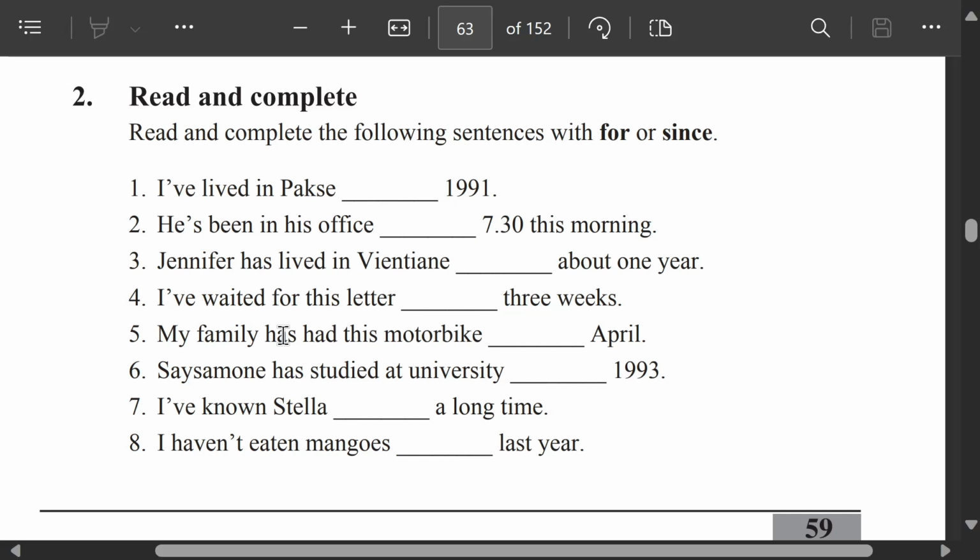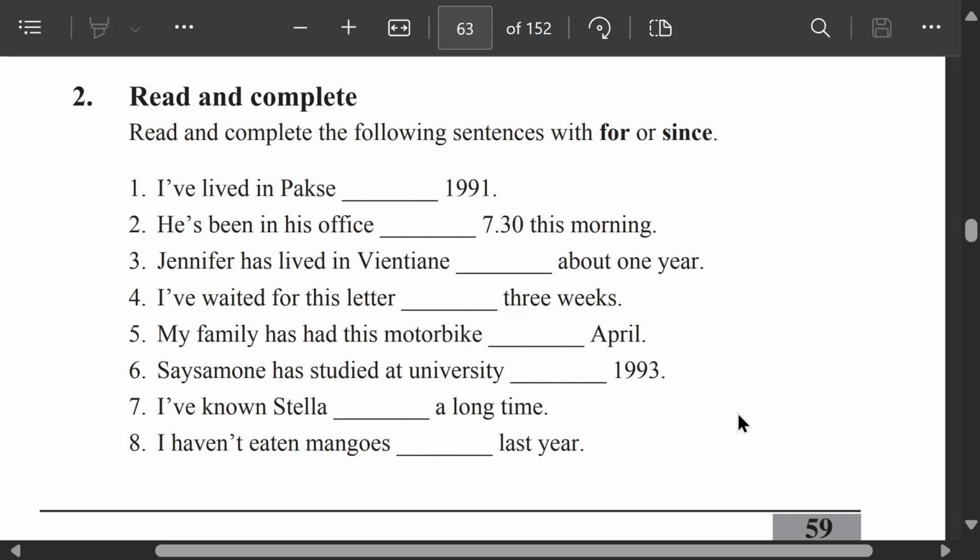But there is also had. That's past perfect. Okay, my family has had, present perfect, this motorbike since April. That's a beginning point in time, right? So easily we say it's since April. So in April, it starts. Something has started, right? Since April.